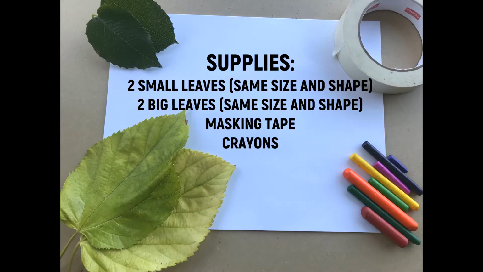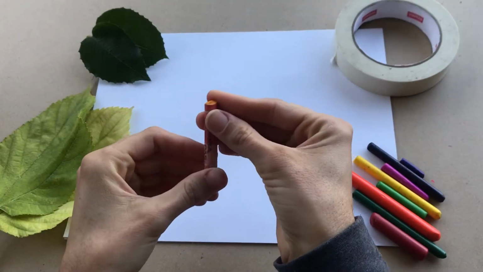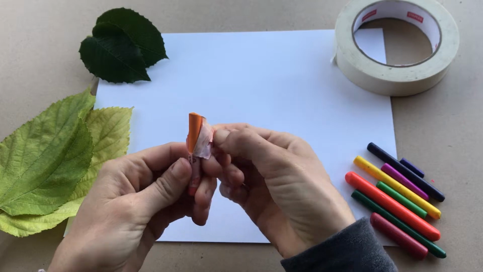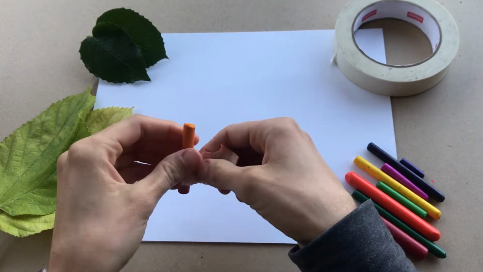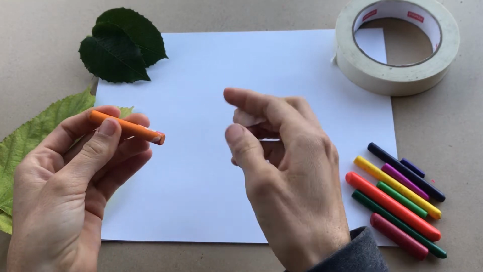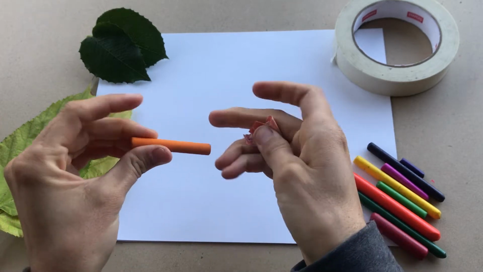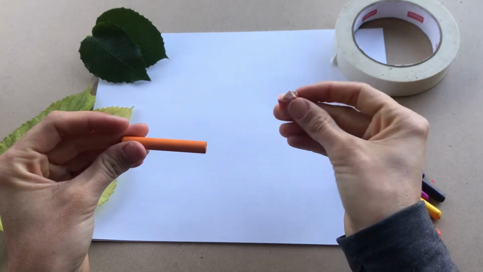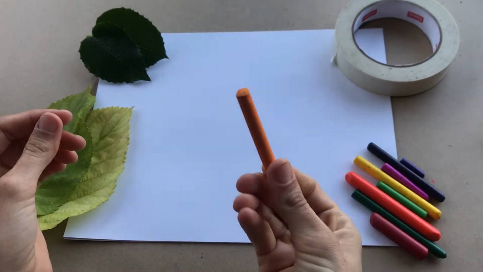Alright, time to grab your art supplies and let's get started. Pause this video to make sure you have 2 small leaves of the same size and shape, 2 big leaves of the same size and shape, masking tape, and crayons. Okay, now that you've got your art supplies, you'll need at least a couple crayons without their wrapper for rubbing. Pick 2 darker colors like red or blue and peel off the wrapper like I'm doing with this orange crayon here.